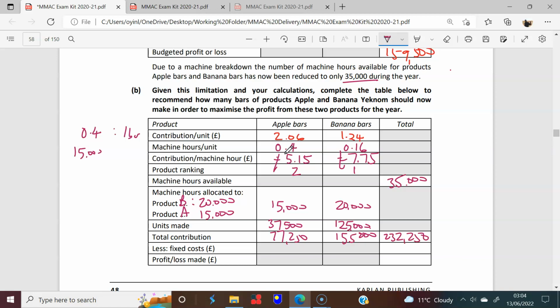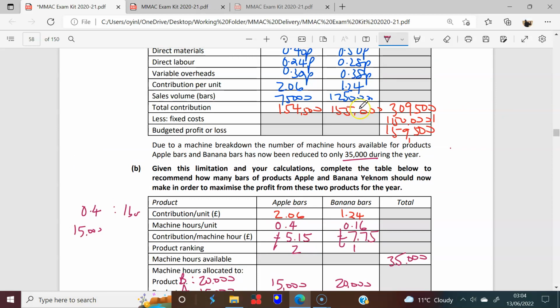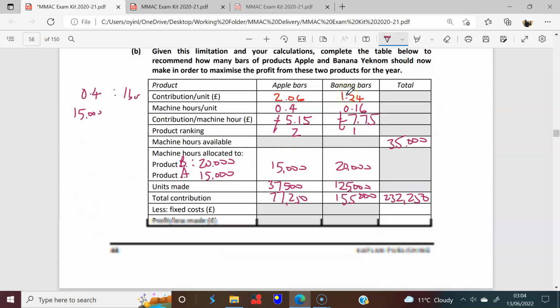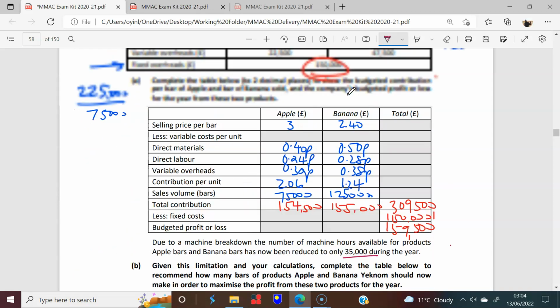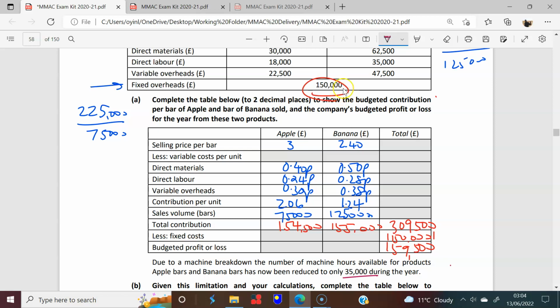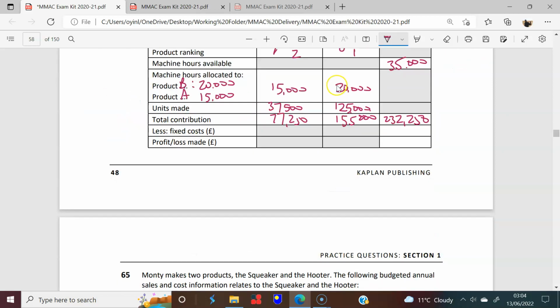Your fixed costs are given to us. I'm just looking for that. Yes, here we are. Your fixed overheads are 150,000, and therefore your profit is 232,250 minus the 150,000, which gives you 82,250. Yes. And that's 64.